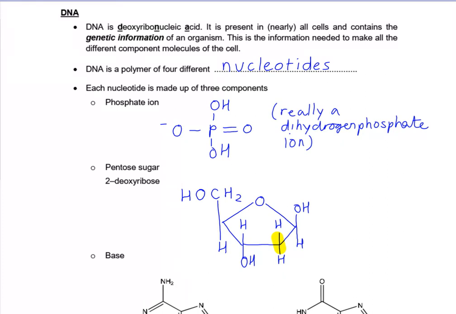The phosphate ion shown on the data sheet is really a dihydrogen phosphate ion, so H2PO4 1-. The sugar is a deoxyribose sugar, and that is because the highlighted carbon at the 2 position doesn't have an OH group attached to it.